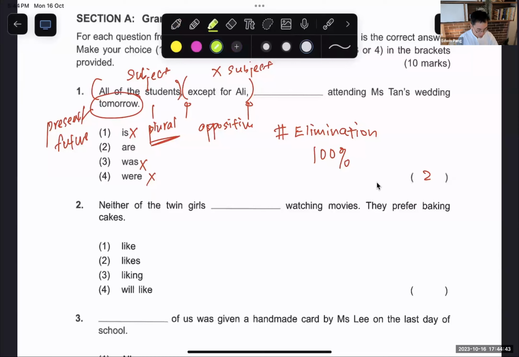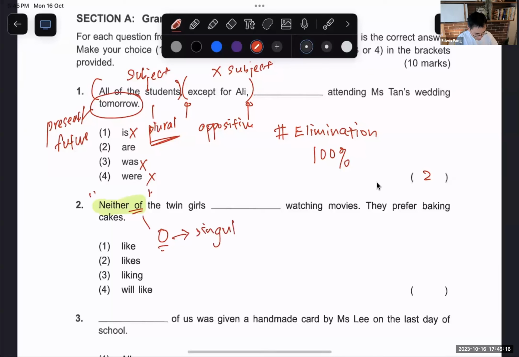Question number 2, neither of. I want you to highlight neither of. Now, whenever you see this combination, neither and the word of, not neither nor or neither or, but neither of, you're talking about how many people? Give me a finger. Yes, Claire. Thank you. 0. Neither of is always 0. And in English, 0 is singular or plural? Yeah, just mouth it, right? Okay. Singular. Thank you, Gabriel. Okay. 0 is always singular. So neither of the twin girls is singular, right?